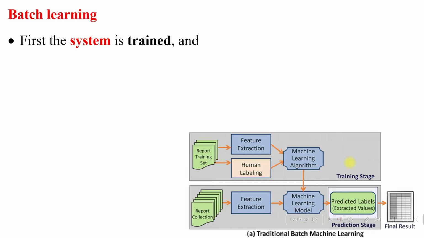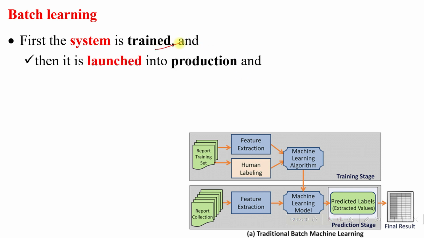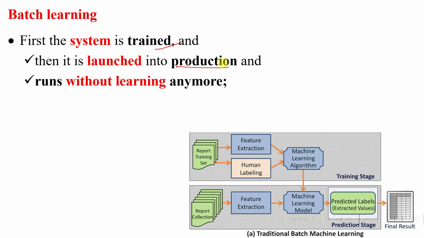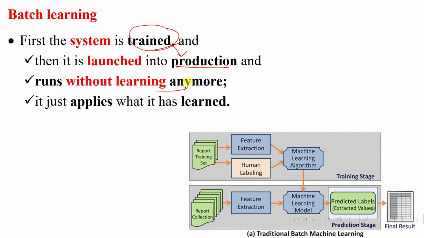In batch learning, the system is trained first of all. Then it is launched into production and runs without learning anymore. After the training, we launch it into production, and then without learning anything, it automatically runs. It just applies what it has learned. This is called offline learning.